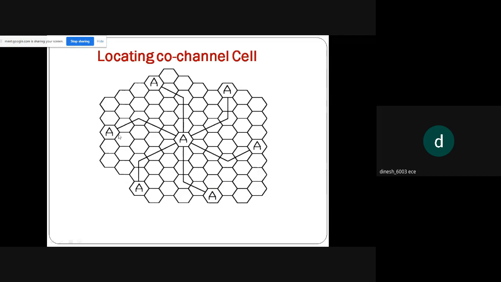I can easily locate it by its frequency. The reason is that this will have the same frequency as this, and this will have the same frequency as this. So the cells can be identified depending upon the frequency being used, because all of these operate within the same frequency. A is repeated, this A is repeated, this A is repeated. So this is how to locate co-channel cells.